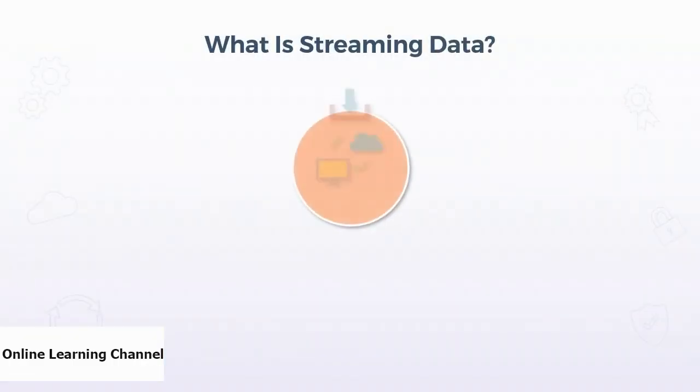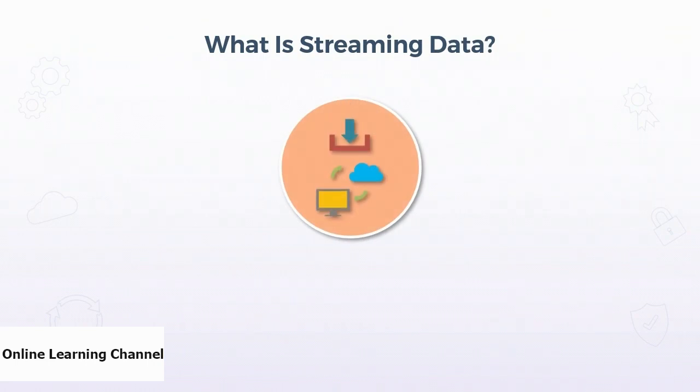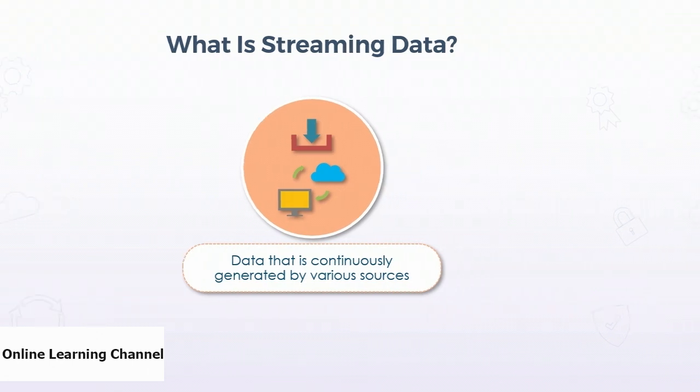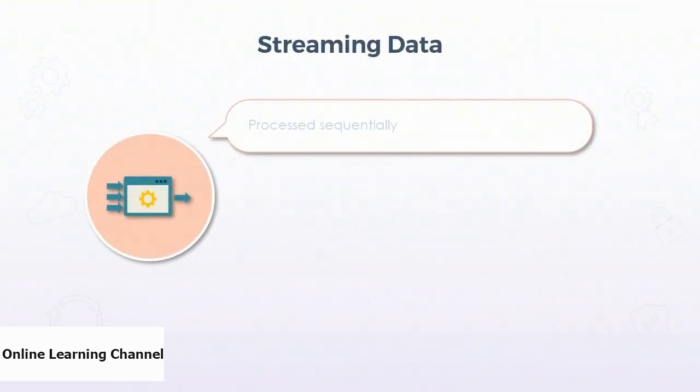In this video, we will understand what is streaming data, what are its benefits, and see some real-world examples. Streaming data is data that is continuously generated by various sources that send small sizes of data continuously and simultaneously to a data repository. Streaming data needs to be processed sequentially per record or by clubbed time periods.